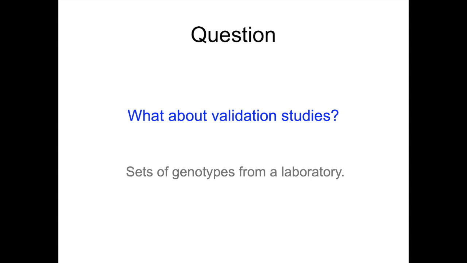So that was looking at one evidence genotype. What about validation studies? In the validation study for your software, you're looking at sets of genotypes, maybe of similar characteristics, numbers of contributors, match statistics, mixture weights from a laboratory. And your question isn't about the evidence, it's about the laboratory process.